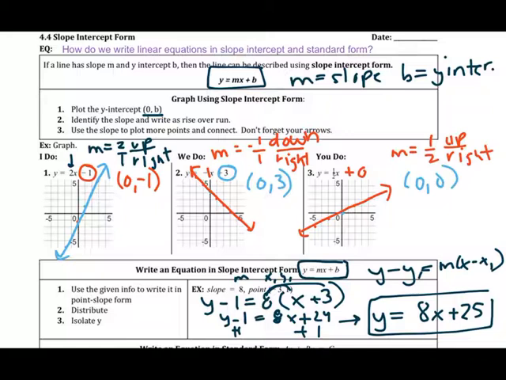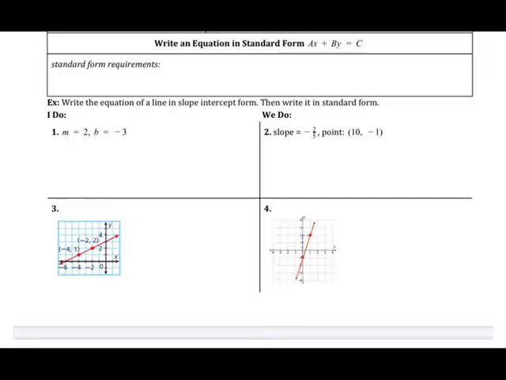Our essential question today, though, says not just how do we write it in slope-intercept form, how do we write it in standard form? And standard form comes directly from here. So we would do these same first 3 steps, and then I will show you how to get from here into standard form. So before I forget, I'm going to rewrite that. That was y equals 8x plus 25. Because after we talk about the requirements, then I want to use that equation to show you how to put it into standard form.